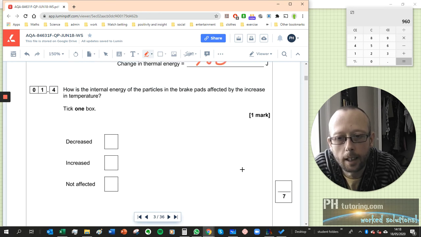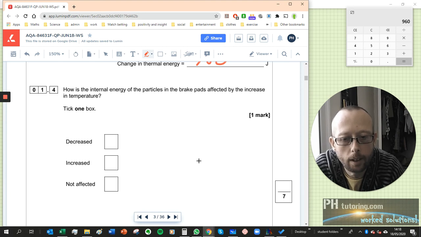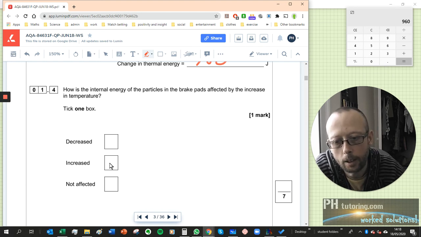How is the internal energy of the particles in the brake pads affected by the increase in temperature? Well, if you have an increase in temperature, it means the particles are moving more quickly. And that's manifested as kinetic energy, which is part of internal energy. So internal energy of the particles is going to increase. Okay, so increase.